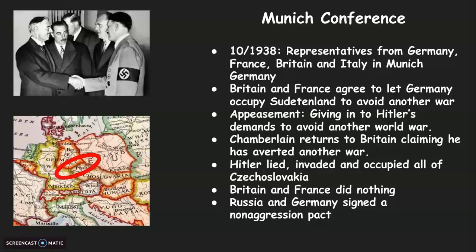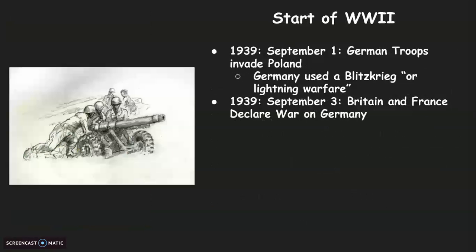So the start of World War II. What starts World War II? Well, on September 1st, 1939, German troops invade Poland. That is the immediate cause of World War II. Once those Nazi troops invade Poland, that's it.